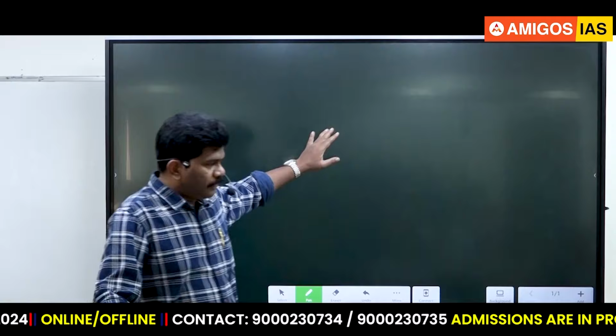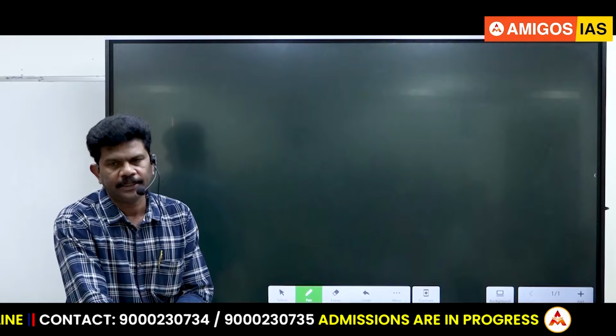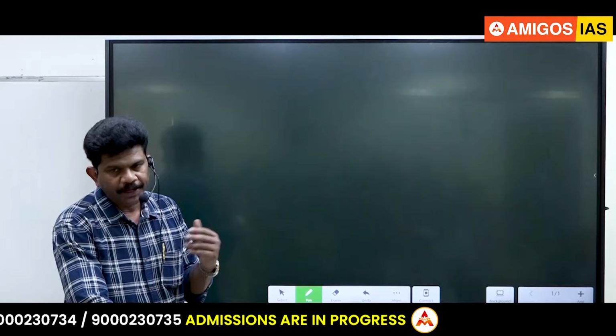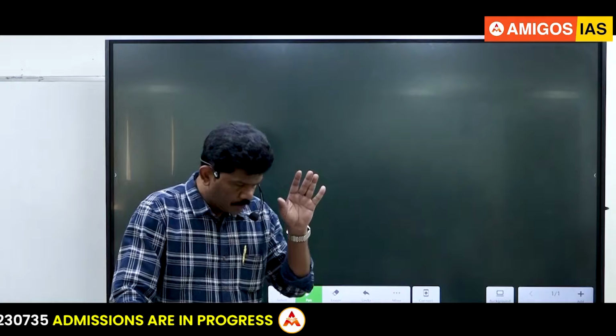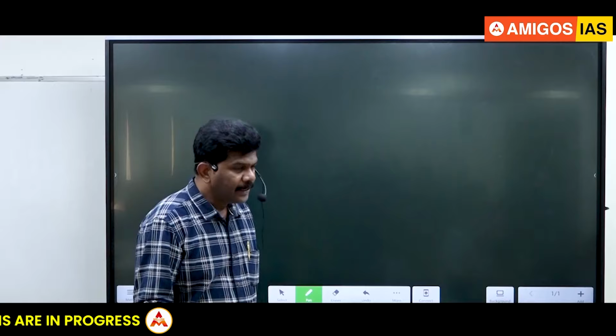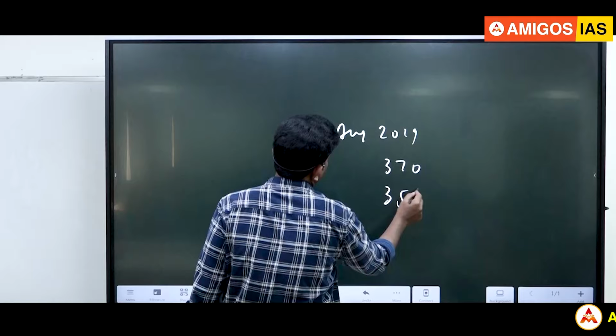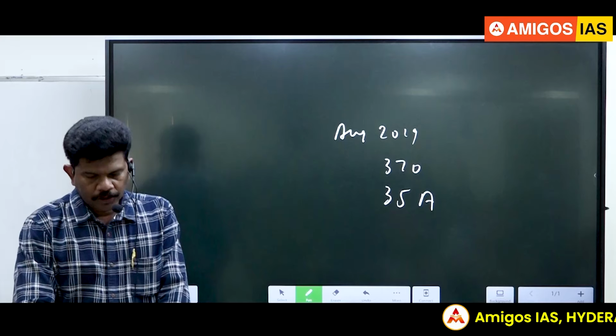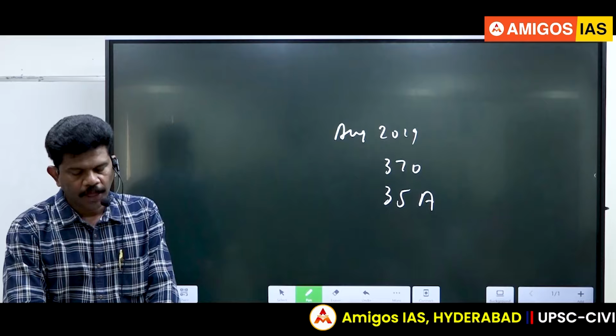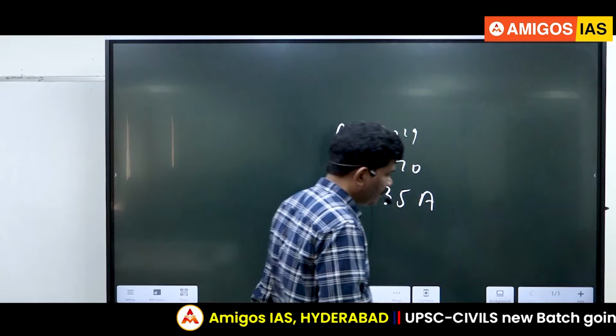So here, what happened was, Jammu and Kashmir was very peaceful till 1990. After that, it became violent. Why? I'll tell you later. Then finally, in August 2019, Article 370 and Article 35A were scrapped by the Indian Parliament.